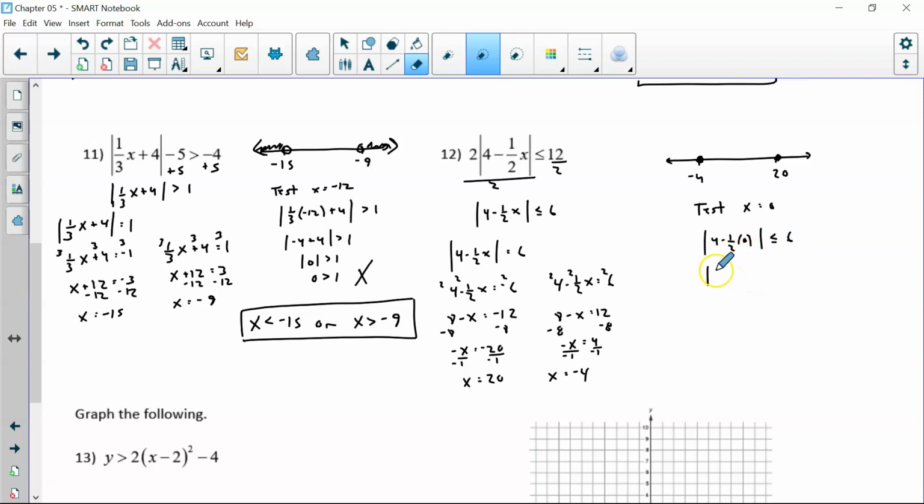Negative 1/2 times 0 is 0. So 4 minus 0 is 4. Absolute value of 4 less than or equal to 6. 4 less than or equal to 6 is a true statement. We shade in between. So we have x in the middle, negative 4 on the left, 20 on the right, and we have less than or equal to's on both sides, and there are the solutions.